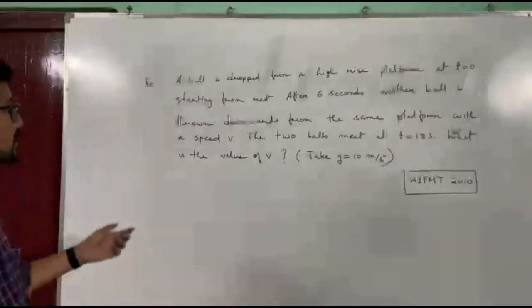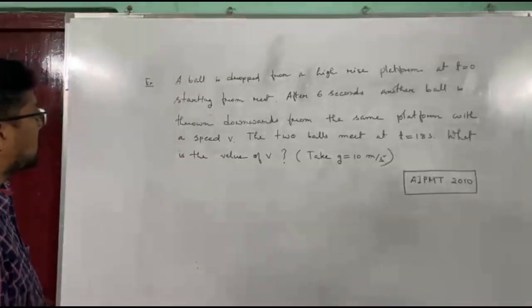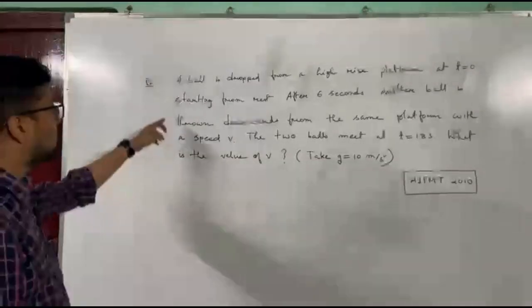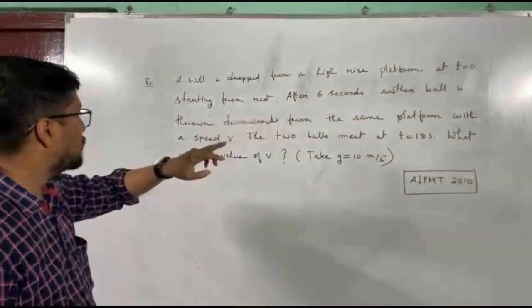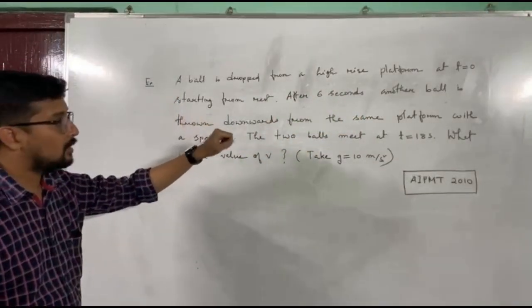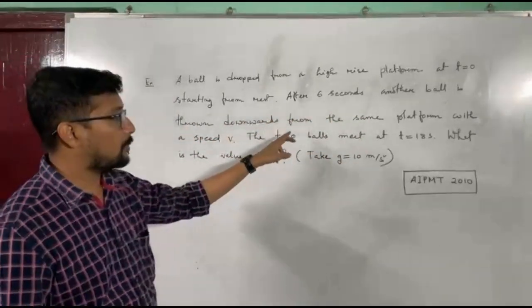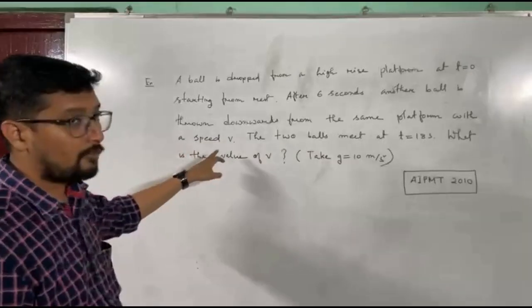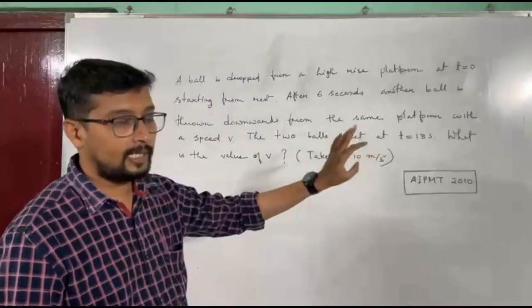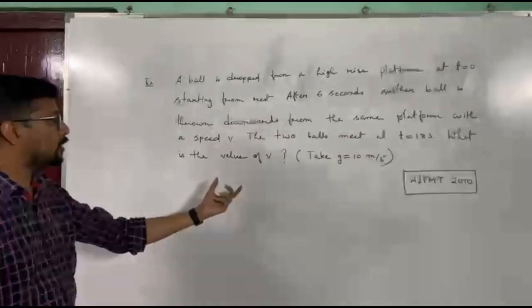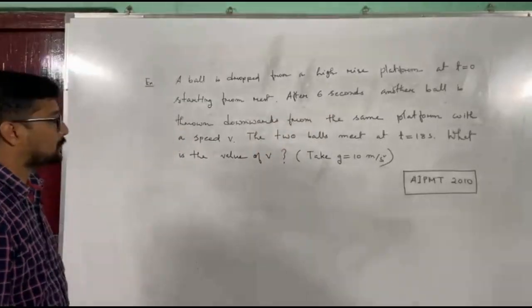Okay, so let us now solve this question. This question is from IPMT 2010. It is given that a ball is dropped from a high-rise platform at t equal to 0 starting from rest. After 6 seconds, another ball is thrown downwards from the same platform with a speed of v. The two balls meet at time 18 seconds. We need to calculate the value of v with which the second ball was thrown.